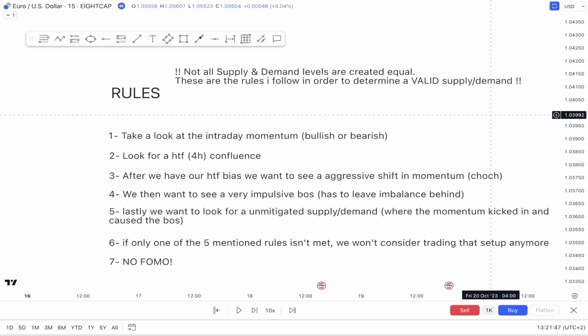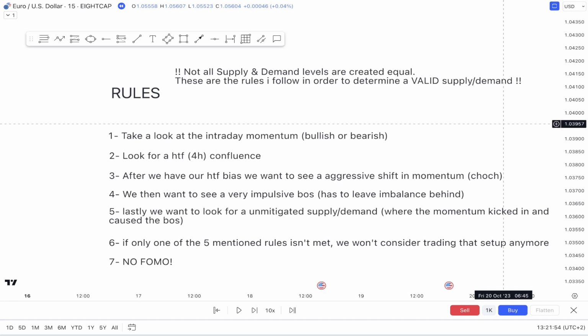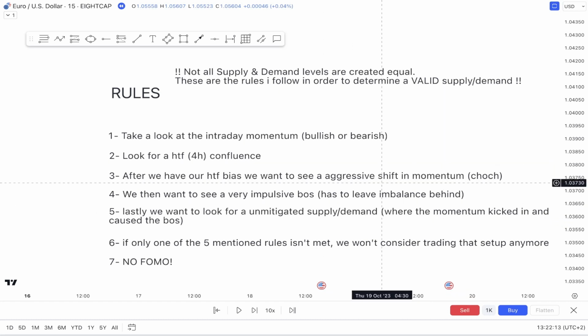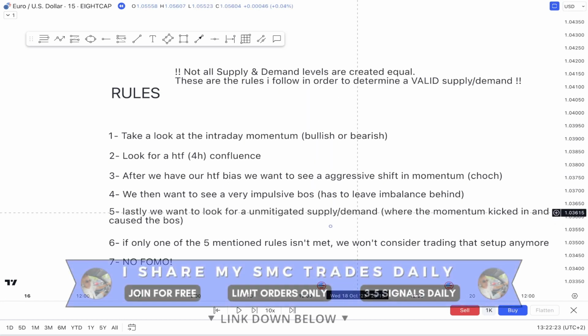Step number 5, we want to look for an unmitigated supply or demand level. That's pretty much where the momentum kicked in and caused the break of structure and pushed the price higher or lower. That's where we want to mark our supply or demand level, an unmitigated one. It has to have imbalance on it. Like I said, we have to wait for that aggressive break of structure, and by aggressive, once again, I mean we need to see imbalance being left behind on our supply or demand level, which is pretty much the point of origin.